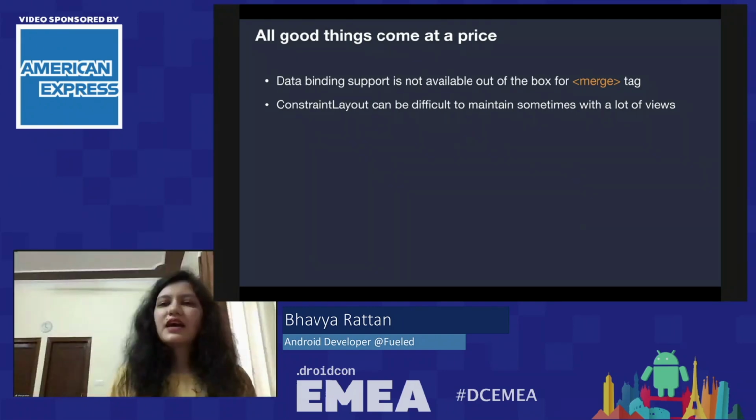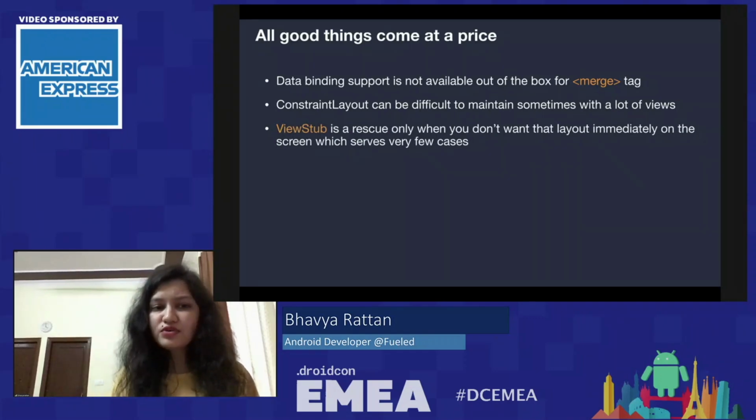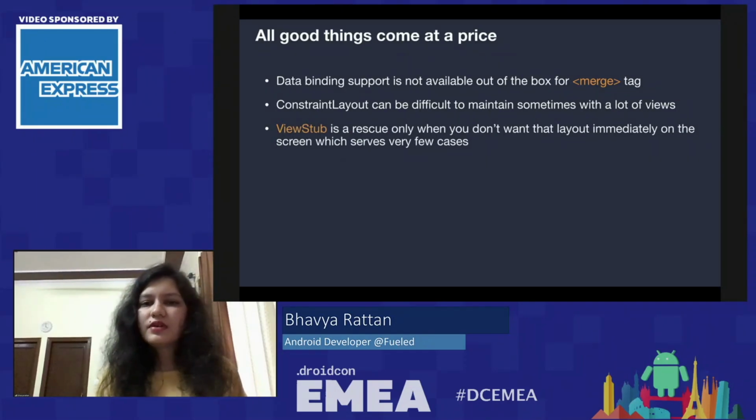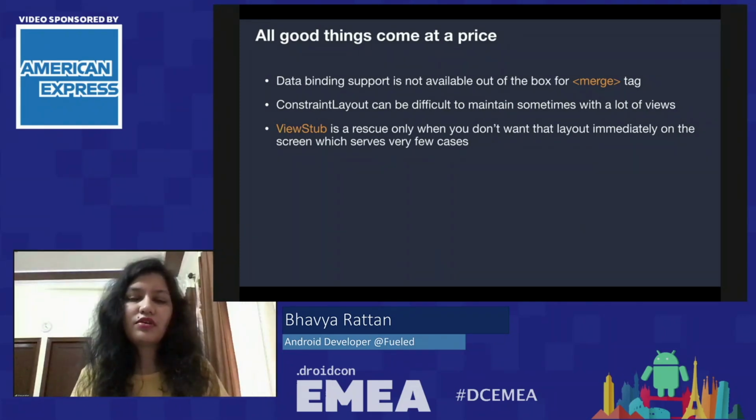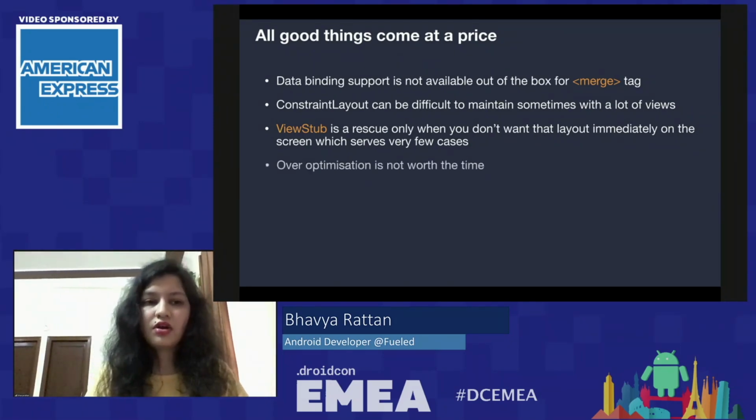Then constraint layout can be difficult to maintain with a lot of views. And view stub is only suitable for certain use cases when you want delayed loading of the views and you want to inflate them on user interaction, but it doesn't solve the use cases where you need them right away and do not want to delay their inflation.